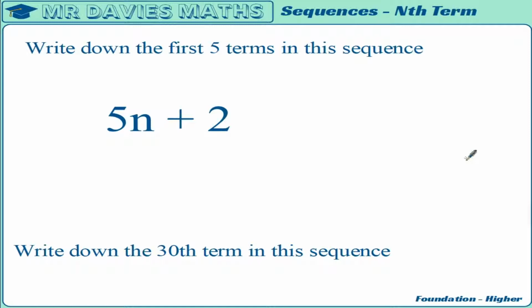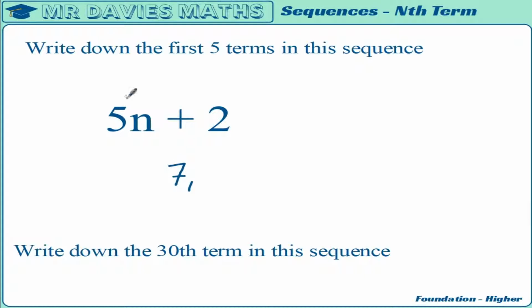So in this part of the video, we're now going to use an nth term to generate some numbers in the sequence. We're going to find the first 5 terms in this sequence. This is the 5 times table, but we moved over 2 spaces. So what I'm going to do is find each of the first 5 terms in the 5 times table and then add 2 to each number. So what's the first number in the 5 times table? 5. Add 2 to it.